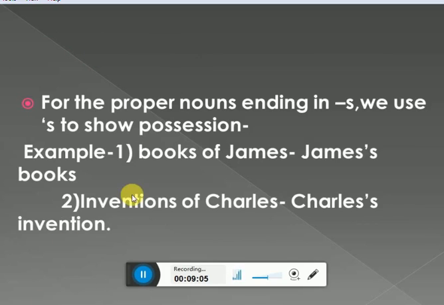Now for proper nouns ending in S, proper nouns meaning names of specific persons, we use apostrophe S to show possession. For example, see example 1, books of James. James is the name of a boy, and the possessive form of this noun would be James's books. Inventions of Charles. Charles's inventions. So you have seen we have put an apostrophe S after the proper noun that ends in S.